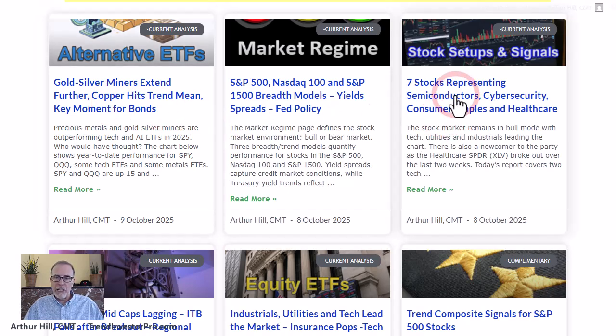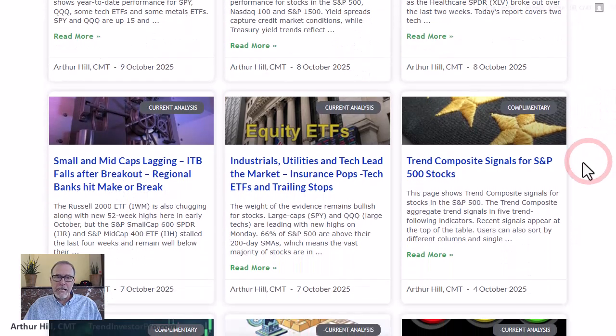I also highlighted 7 stocks: semiconductors, cybersecurity, even a consumer staple, and 4 healthcare stocks, including biotechnology. And we also cover ETFs on a regular basis. We featured industrials, utilities, and tech, also healthcare, as I said, because those are my 4 top sectors right now and where I'm looking for potential setups.